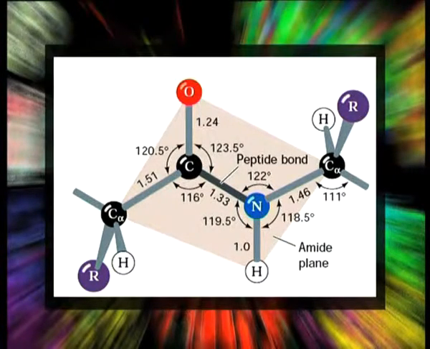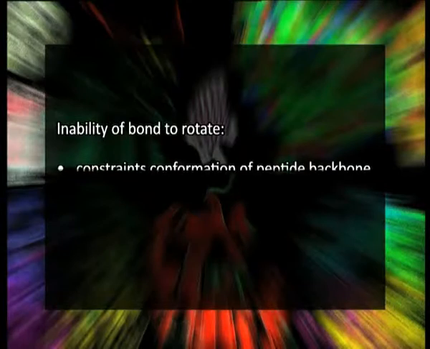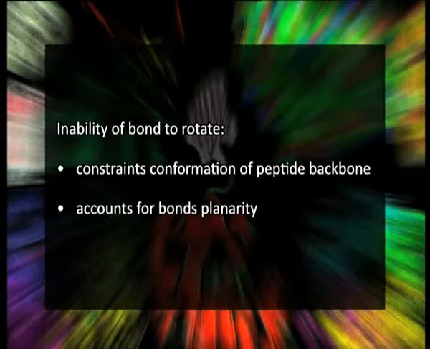The peptide bond has considerable double bond character, which prevents rotation about this bond. The inability of this bond to rotate constrains the conformations of the peptide backbone and accounts for the bond's planarity.